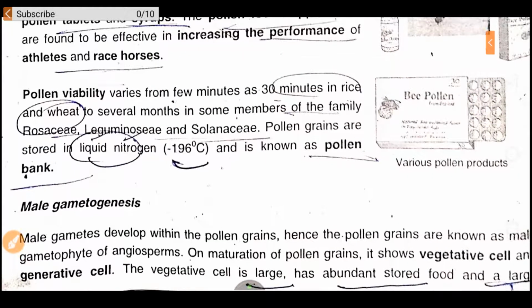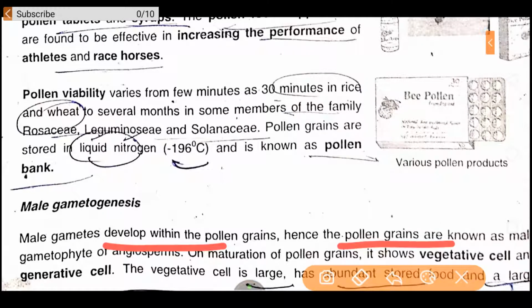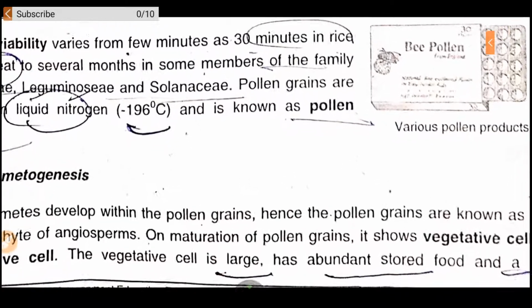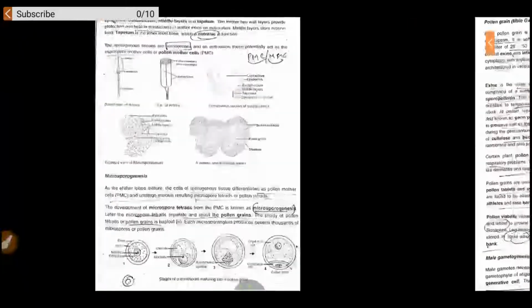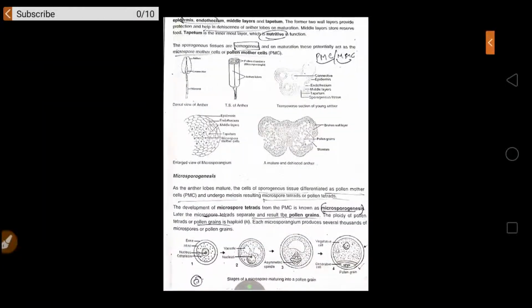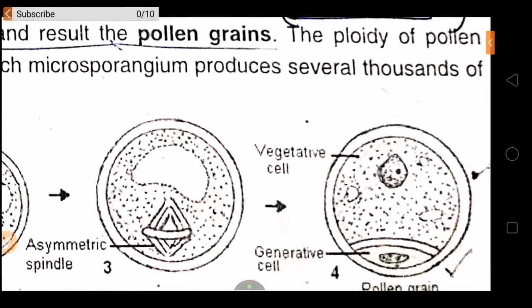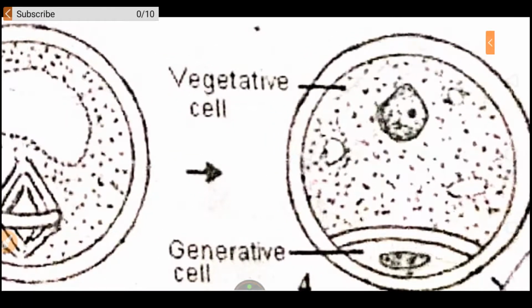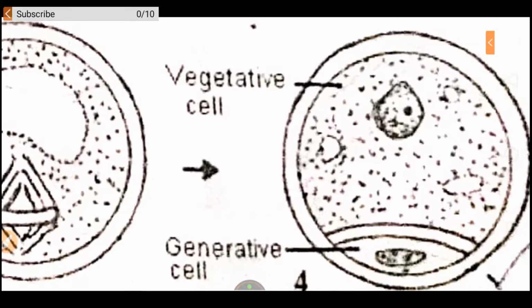Male gametes develop within the pollen grains, and hence the pollen grains are known as the male gametophyte of the angiosperms. On maturation of pollen grains, they show a vegetative cell and a generative cell. The diagram you have seen here shows the vegetative cell and generative cell. Zooming it out, you can see the generative cell is floating in the vegetative cell.